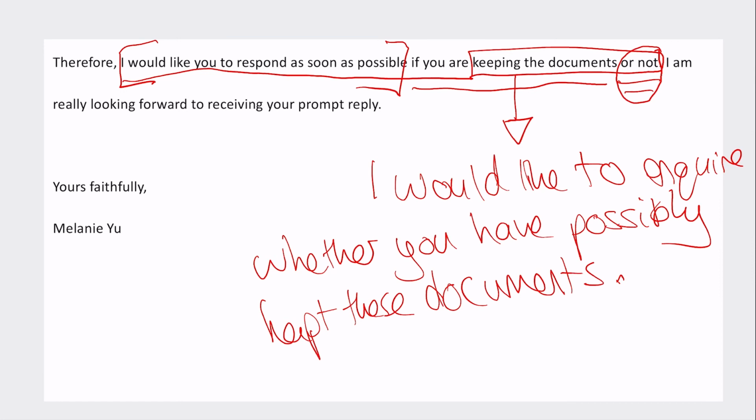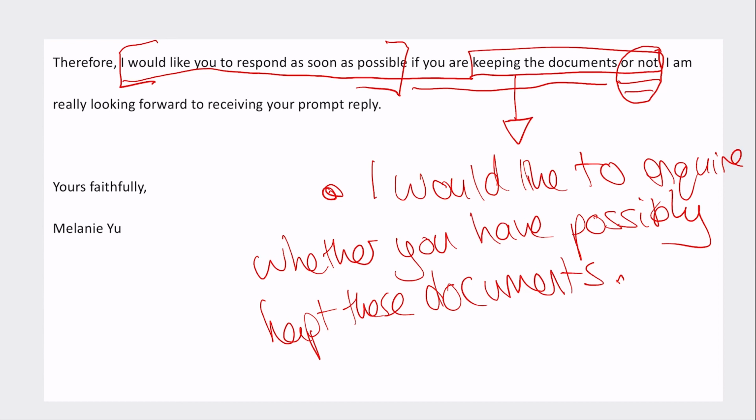We didn't know if they were important or not. So if I was reading this as somebody who worked at the hotel, I would be like, that's kind of a rude way to say it, not very polite. So it's always much more polite in English to phrase things as a question. So you could say, like I gave the example here, I would like to inquire whether you have possibly kept the documents. Therefore, I was wondering whether it's possible that you have kept these documents or not, question mark.